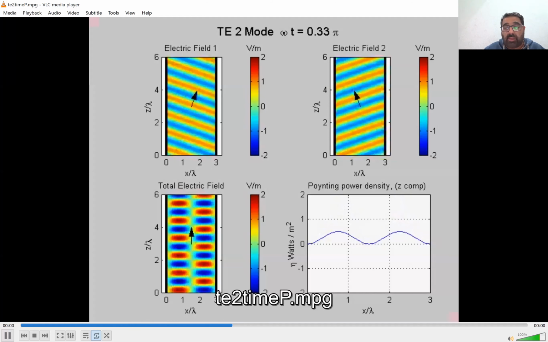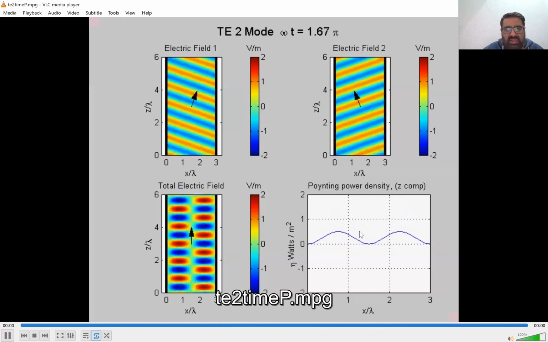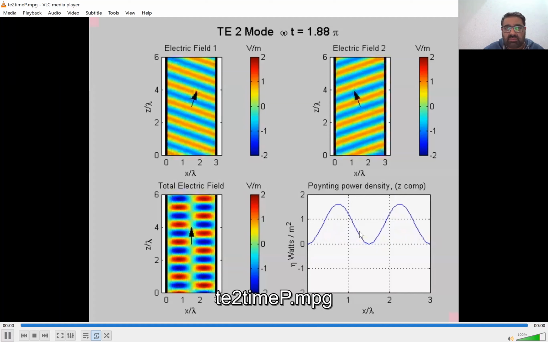So this is one. Let me show you. Okay, here we go. You can see this is the TE2 mode where m is equal to 2. You can see these standing waves. You can see the animation, right? The new animation.